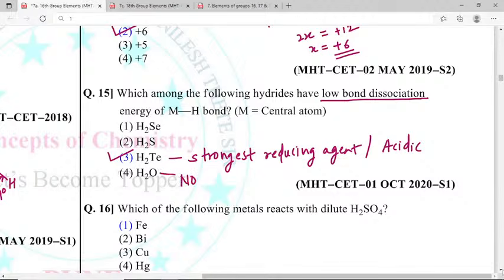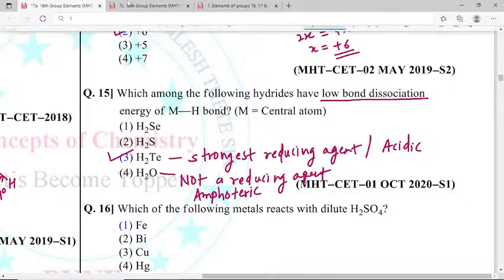H2S is not a reducing agent. It is amphoteric. Always remember, it is amphoteric.